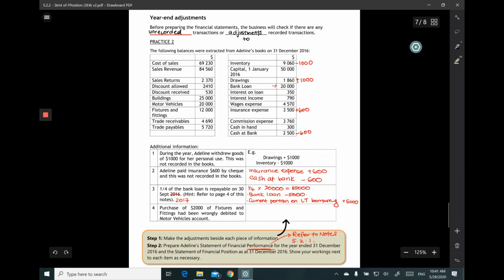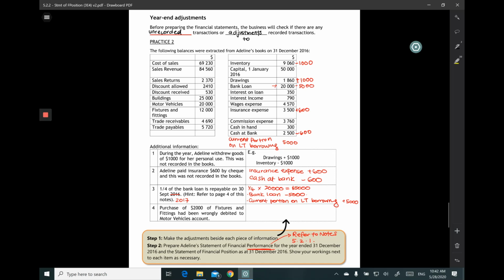All right, so now I'm going to go ahead and update the list of balances again. Bank loan, I minus 5,000. Now, you notice that there's no current portion on long-term borrowing, so I'm going to add it in as one of my new accounts. I add it in so that I'll be reminded later to put this in my statement of financial performance. So this is current portion on long-term borrowing. The long term has to be spelled out in full. Okay.